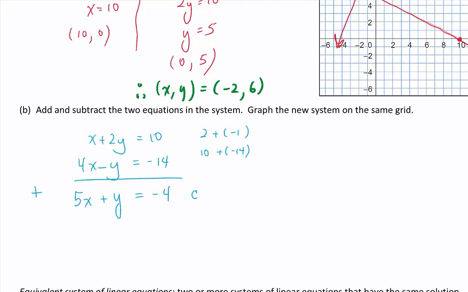Now let's take the two equations again. We have x plus 2y equals 10. We have 4x minus y equals negative 14. And now I'm going to subtract the two equations. So the first one I have 1x minus 4x. So that's going to give me negative 3x.